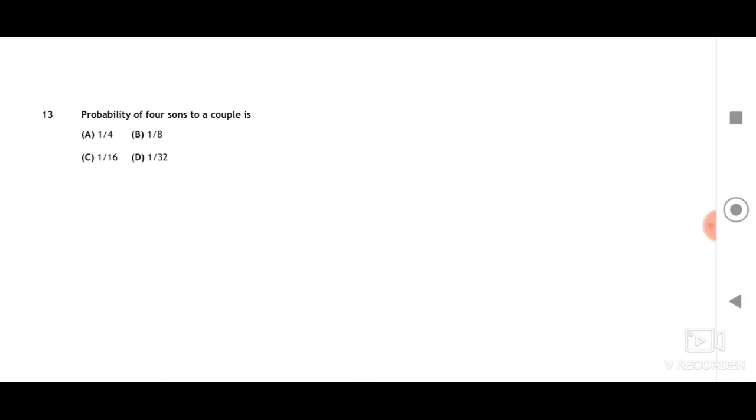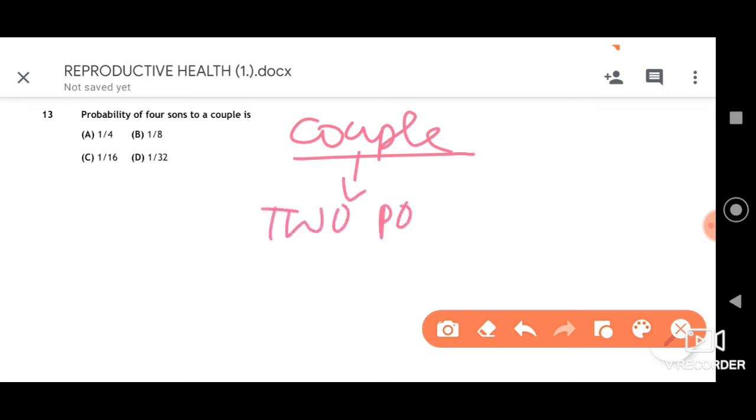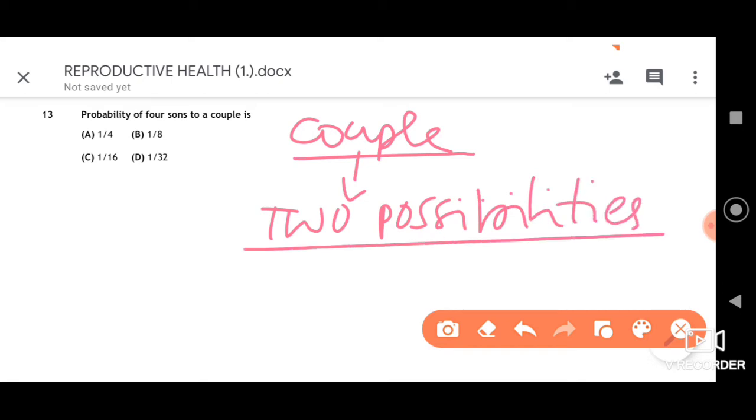Okay, here we have the next question. Probability of 4 sons to a couple is: 4 options have been given. 1 by 4, second option is 1 by 8, third is 1 by 16, and the fourth is 1 by 32. Okay, let me explain this. Say, dear friends, let me consider a couple who are planning a child. There are two possibilities that they can have, either a son or a daughter.